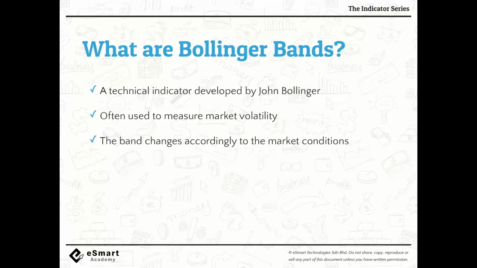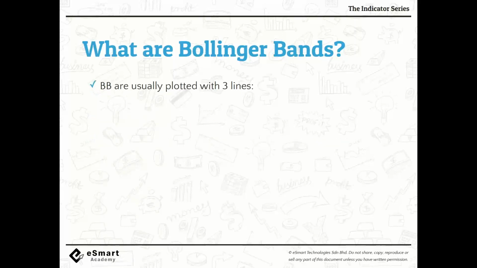Later I'll show you some charts, if you haven't seen this indicator before. As the name suggests, the Bollinger Band has a band, and this band tends to change according to market condition. Whether the volatility is quiet or low, the band will have a certain look. If the market becomes very volatile, then the band will change itself. BB, in short, stands for Bollinger Band, and you'll hear a lot of traders just say BB.